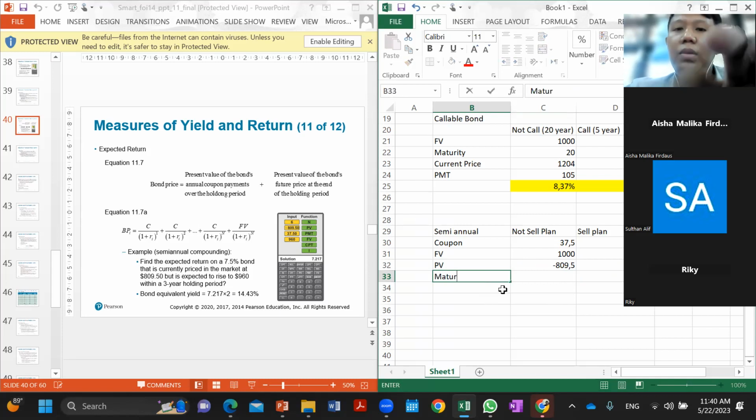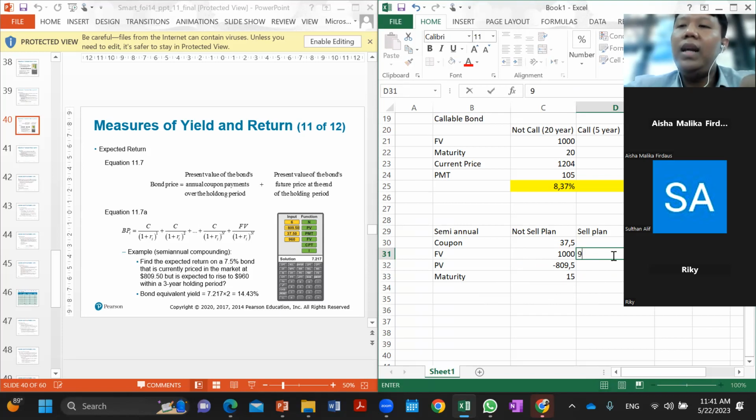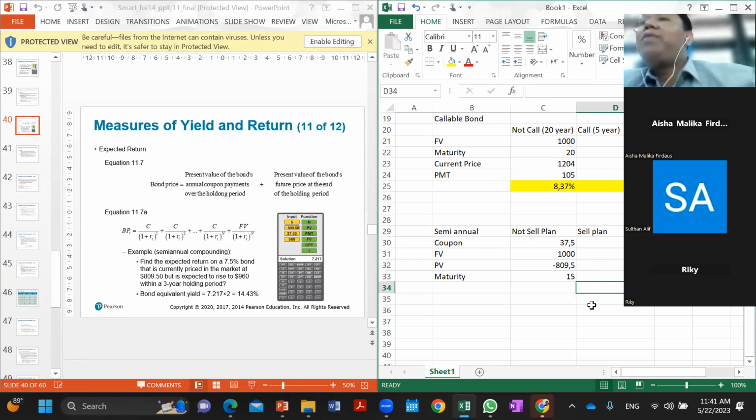Then holding maturity. Let's assume that it is going to mature in 15 years, while we're going to hold it only until 3 years. And let's assume that the expected future price for this is 960. Okay. In this case, we are going to calculate the yield for both of these assumptions.